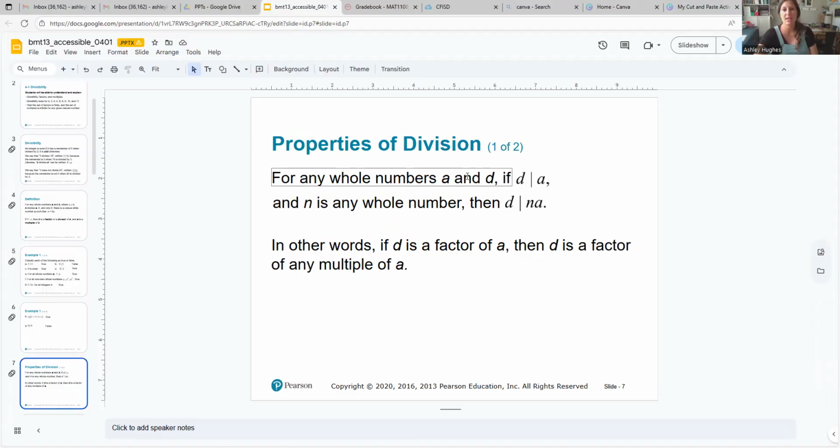For any whole numbers a and d, if d divides a, and n is a whole number, then d divides n times a. In other words, if d is a factor of a, then d is a factor of any multiple of a.